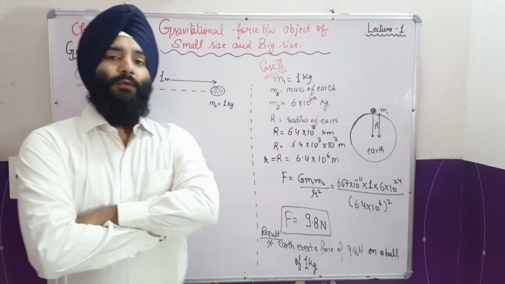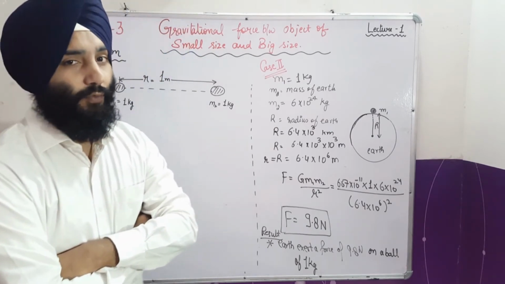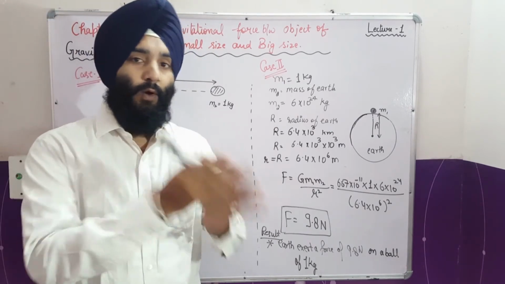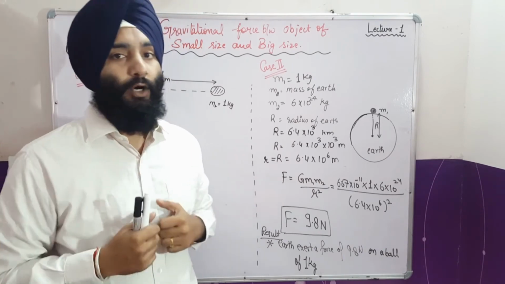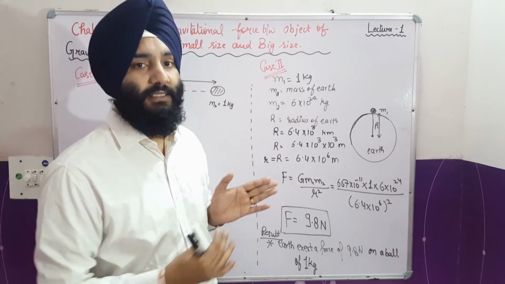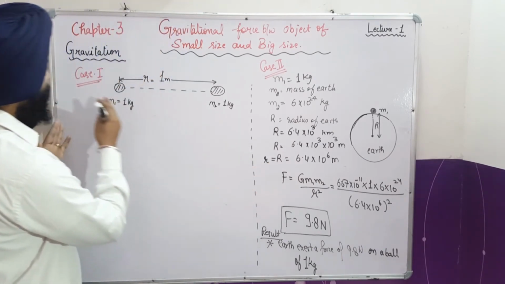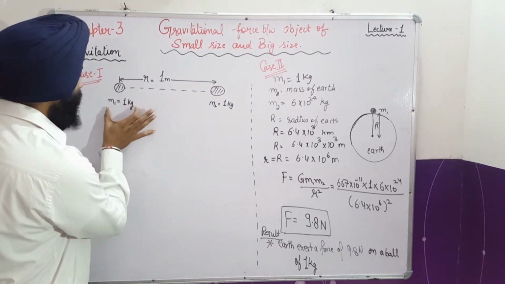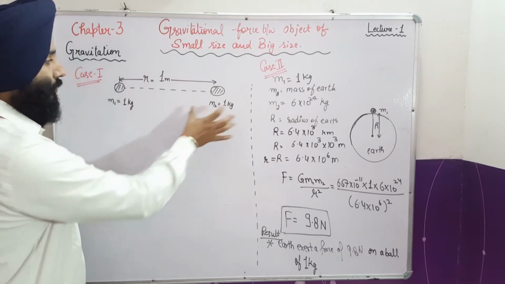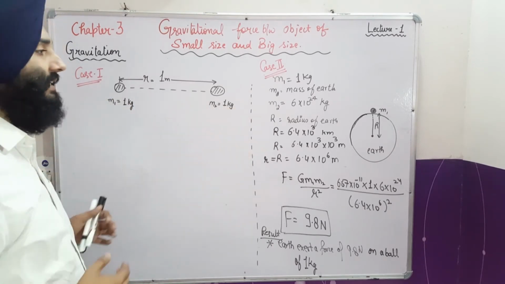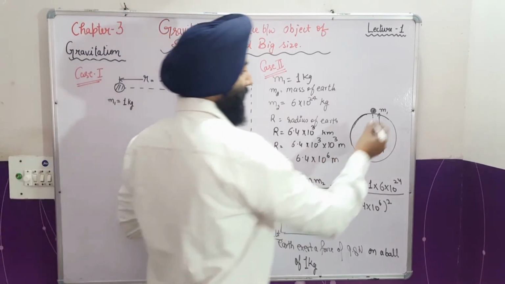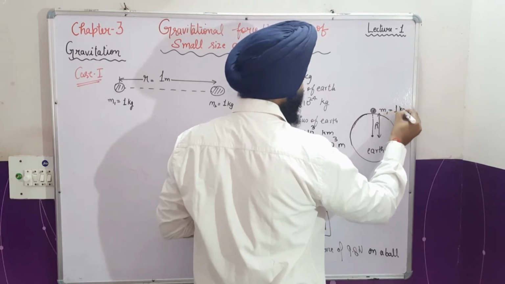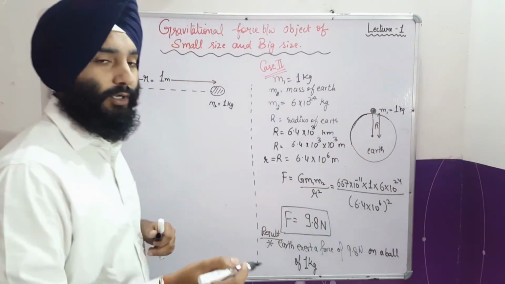Okay students, now we have to discuss the gravitational force effect on a small object and on a big object. So one by one we can discuss the cases. So the first case is when we have a small object. Fine. So here we have objects of mass 1 kg, both are 1 kg. And in the second case, object 1 is of mass 1 kg and the second object is the earth.